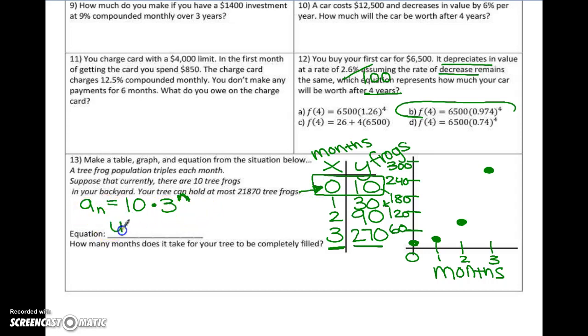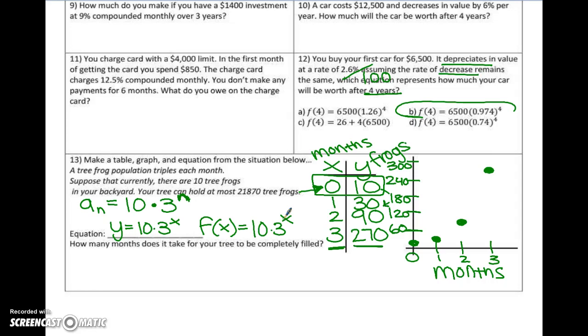We could write it as y equals 10 times 3 to the x. Again, it's the same thing, just looks a little different. We could also put f of x in function notation and put 10 times 3 to the x. So those are all good ways of writing out the equation.